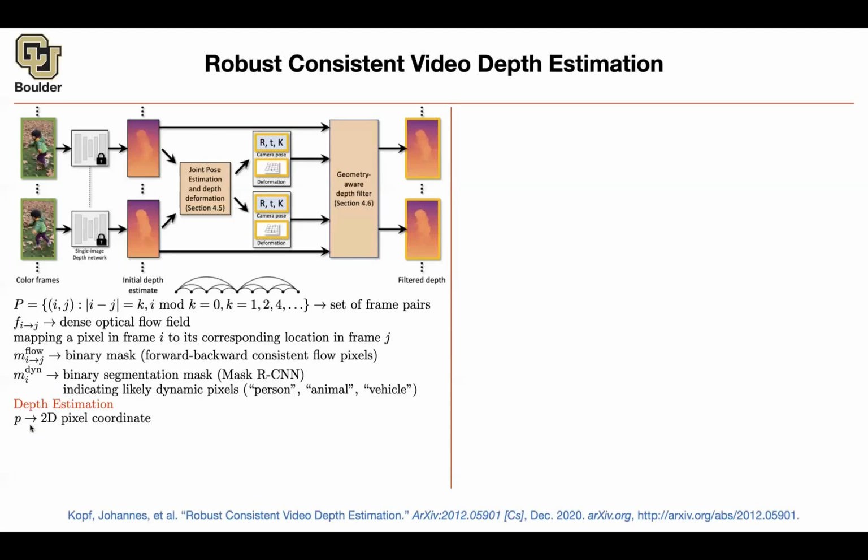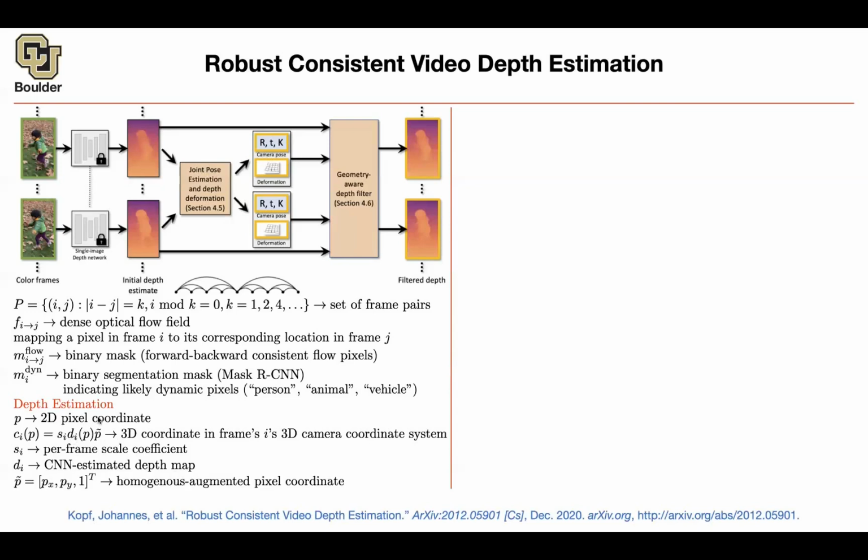Now you want to do depth estimation. You have a pixel in 2D. You first turn that pixel into 3D coordinates. How do you do it? Let's assume that you know your per frame scale coefficient. Let's assume you know this. Your depth is coming out of a CNN. It's the initial estimates. So you know that. And then your P is in your 2D coordinate, and you make it 3D, and then use the depth to take your 2D pixel and turn it into a 3D corresponding coordinate. So here you're using your depth estimator to turn your 2D pixels into 3D coordinates according to the scale, the depth, and the 2D or adjusted 2D coordinates.